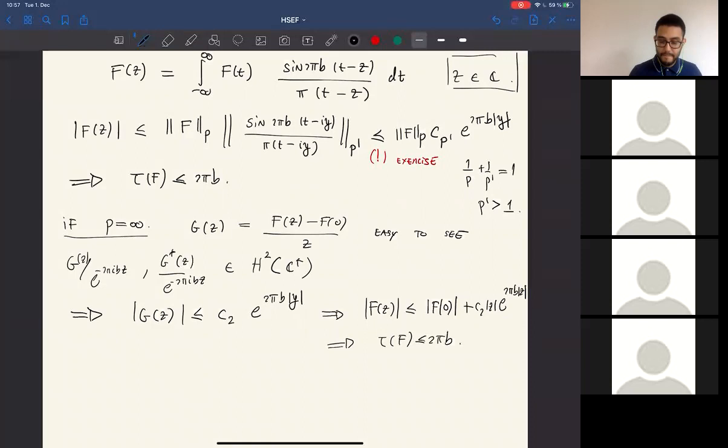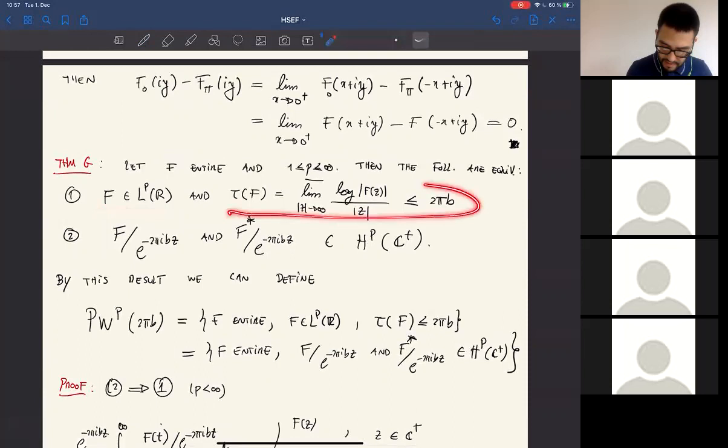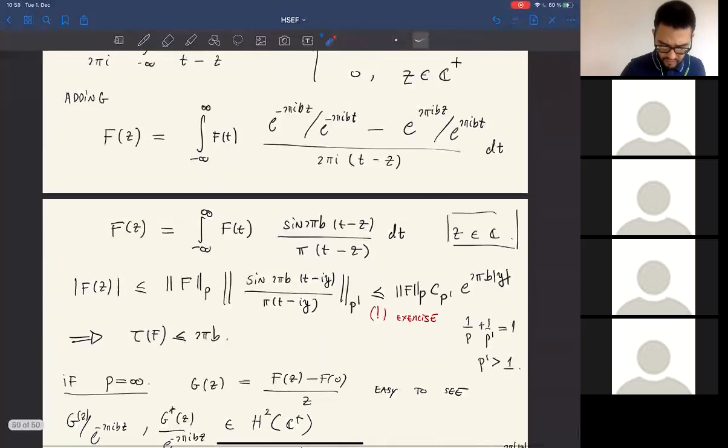So now let me show that one implies two. That is, if f is in L^p on the line and the type is 2πB, then this thing belongs to H^p. Any questions on the previous case?